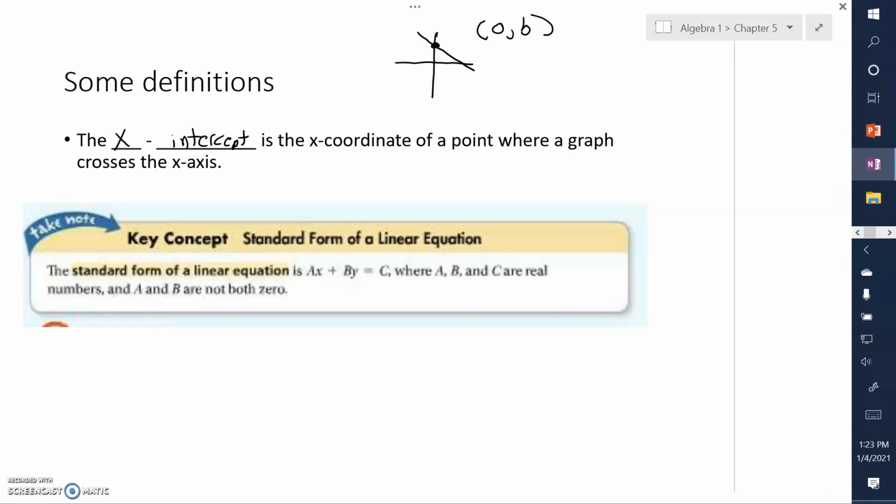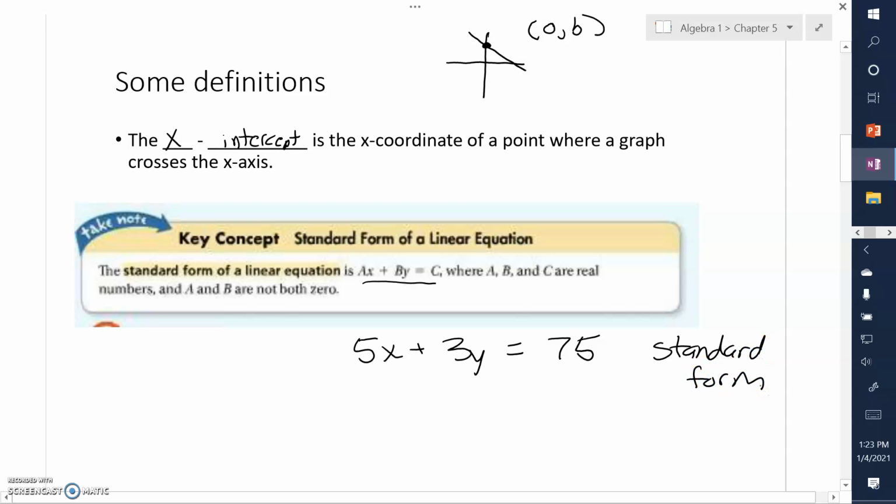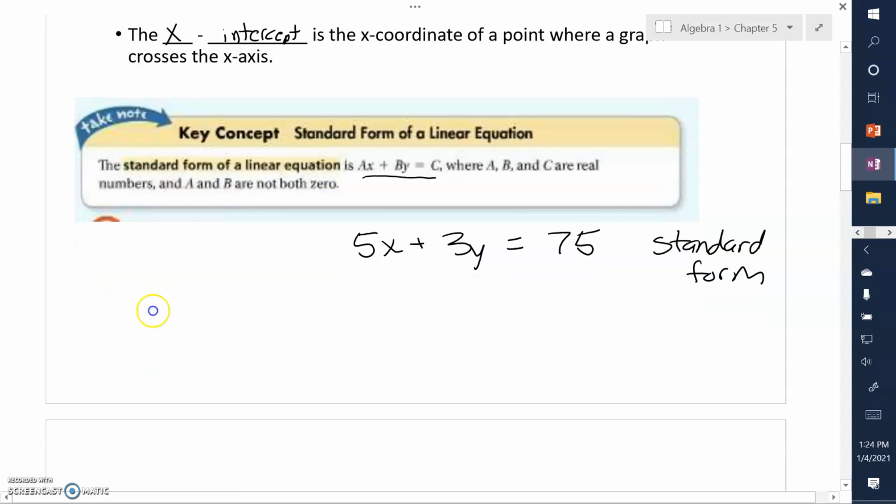And standard form is really nice because from standard form we can very easily get the x and the y intercepts. Standard form looks like this: ax plus by equals c. And a, b, and c are all real numbers. So for instance, if I was to give you 5x plus 3y equals 75, that's standard form. We have x's and y's on the same side, and we don't have any fractions, and then we just have the number on the right. So that's what standard form looks like.